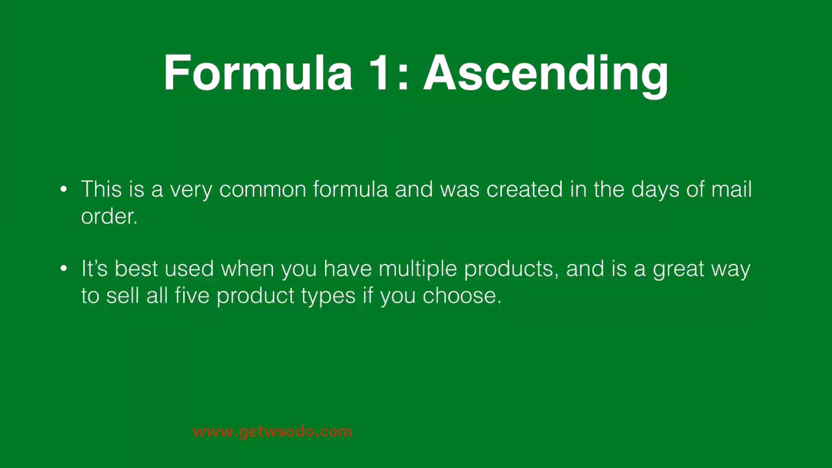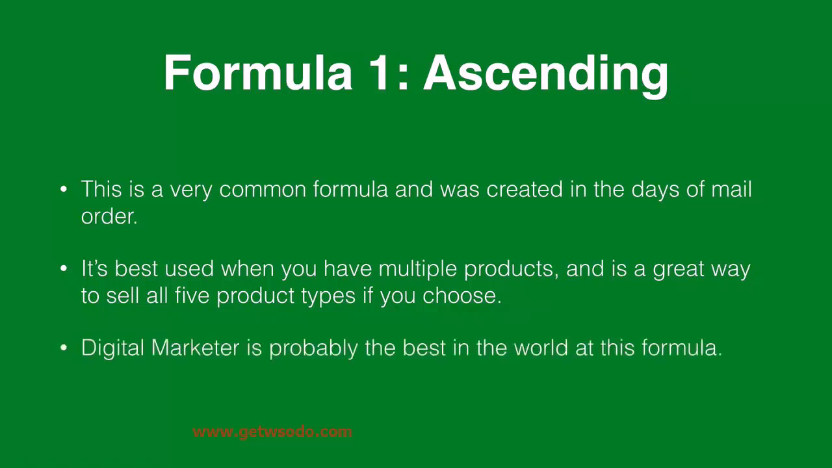So this is best used when you have multiple products, and it's a great way to sell all 5 product types if you choose. You don't have to sell all 5, but you can literally incorporate all 5 of them with this model. And in fact, someone who you know probably quite well, our friends at Digital Marketer, are probably the very best in the world at this formula as it applies to doing it online. So I'll diagram it out for you.